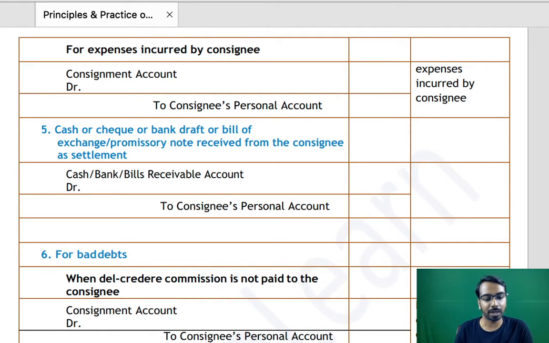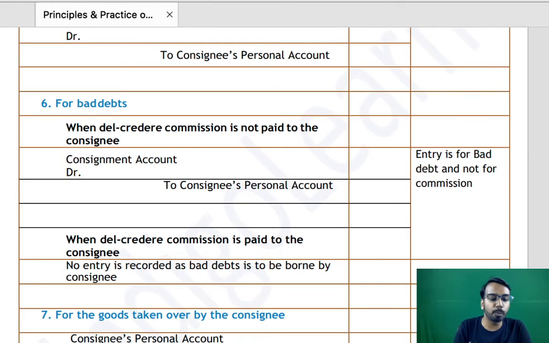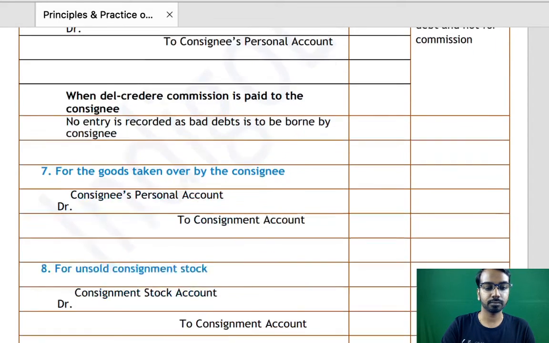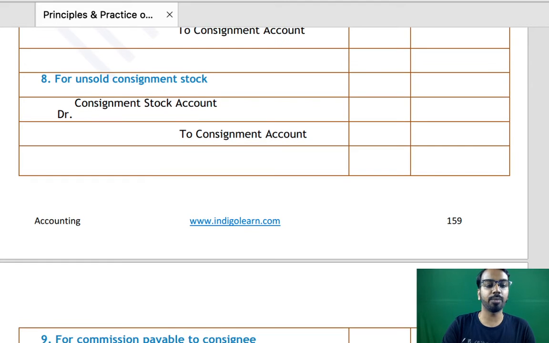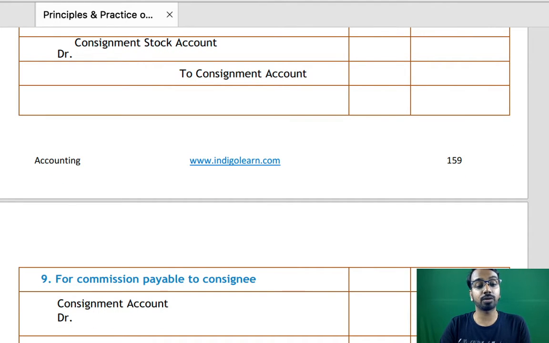consignee's personal account. Sometimes goods are taken away by the consignee for his personal use. Again, in that case, like you credited sales, here you will consider as if the consignee himself has purchased, so you will credit it to the consignee's account. Now, there could be sometimes opening stock and closing stock, so you will value it accordingly. You may have opening stock lying with the consignee, like you have opening stock in the trading account. Again, you will have closing stock with the consignee, like you have closing stock in the trading account. For commission, we have already discussed consignment account debit to consignee's personal account.